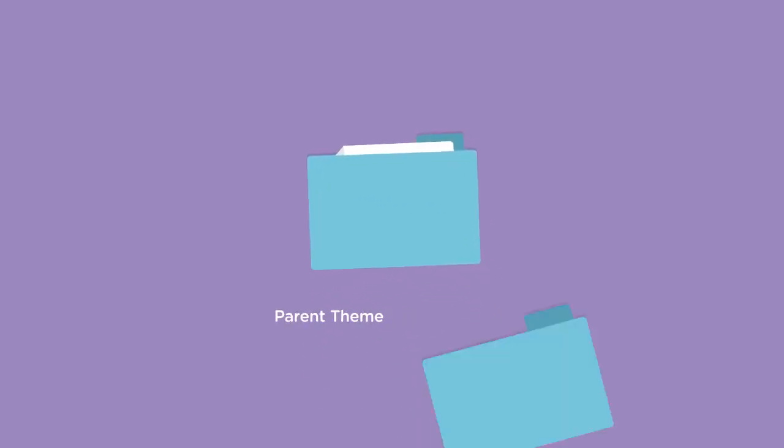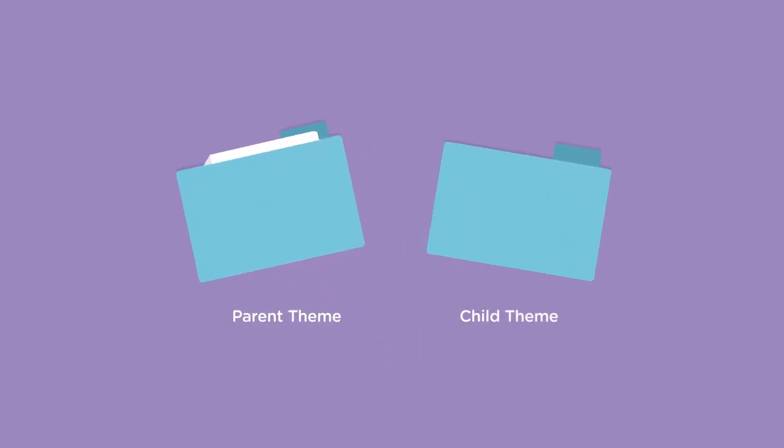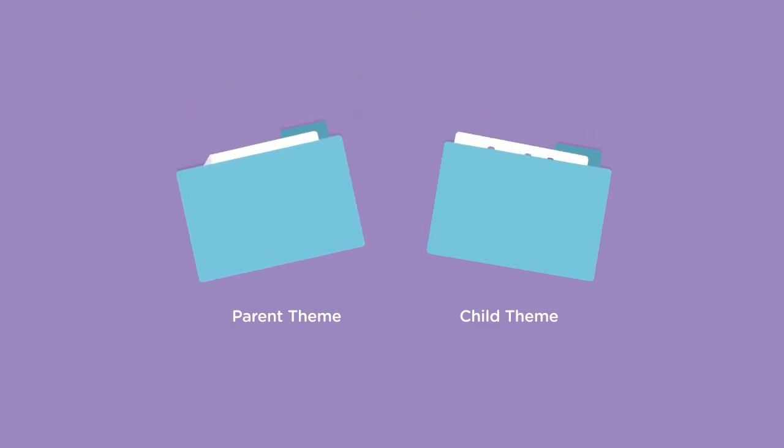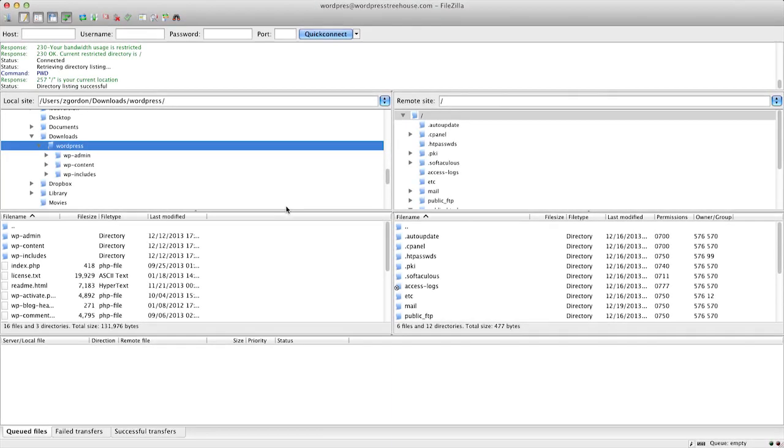A child theme lives in a separate folder from the theme we want to customize. Whatever files or parts of the site we want to customize from the theme, we copy and paste those files into our child theme folder and update them there. Our child theme will look and work exactly as the main or parent theme, except in the areas that we customize. To make our child theme, we're going to have to work again with our FTP software.